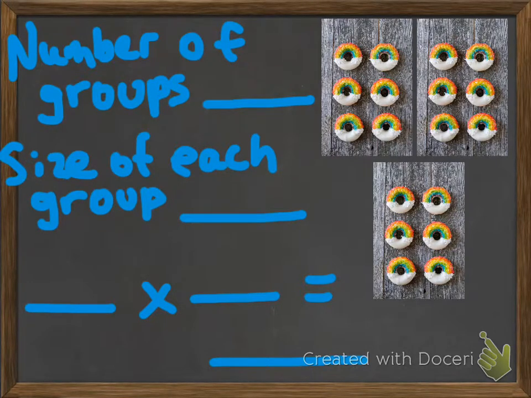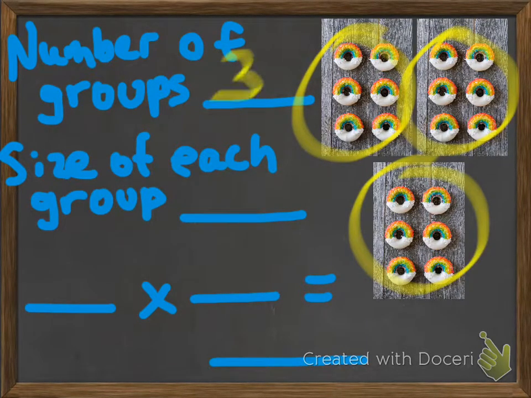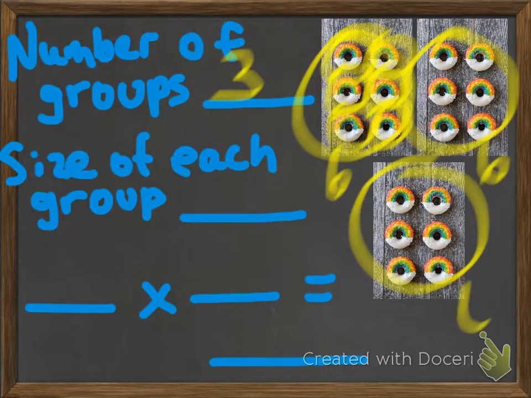First of all, how many groups do we have? Well, we have 1, 2, 3. So we have 3 groups. And what's the size of each group? If we look at it, you can see the size of each one is 1, 2, 3, 4, 5, 6. Each of them has exactly the same. This has 6, this has 6, and this has 6. So the size of each group is 6.